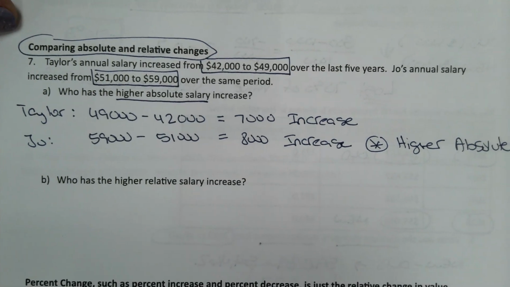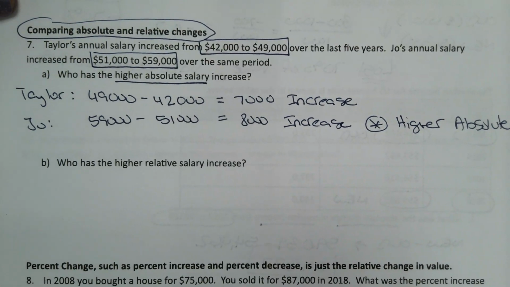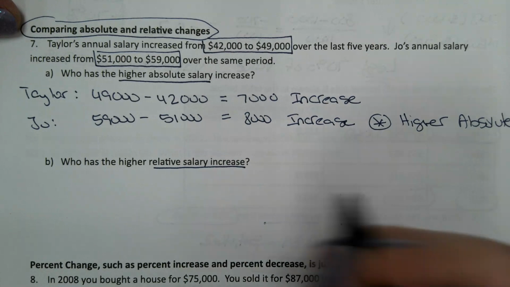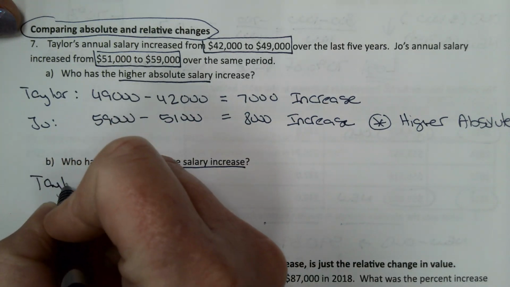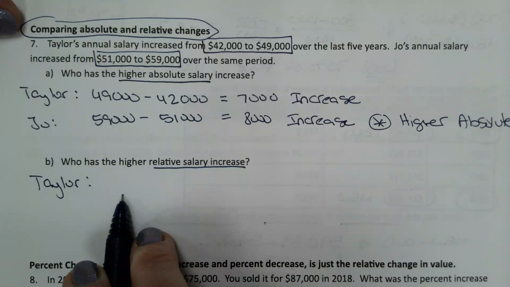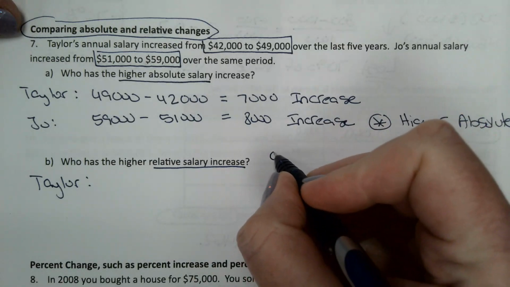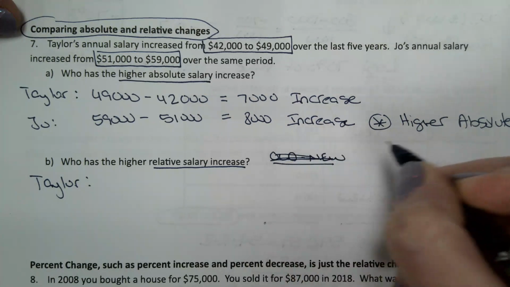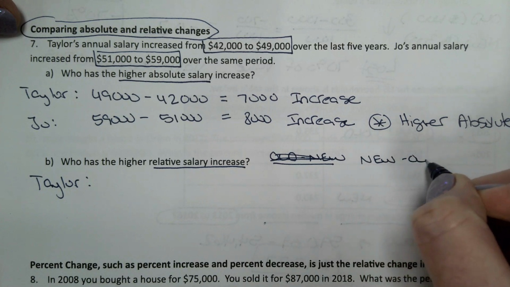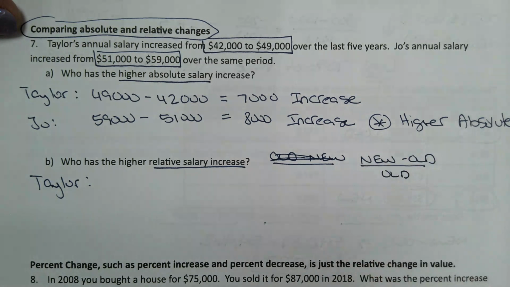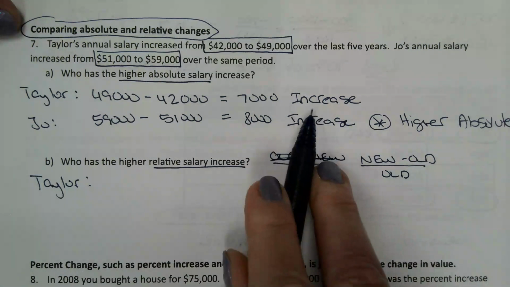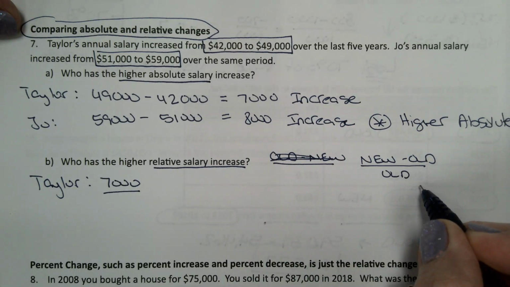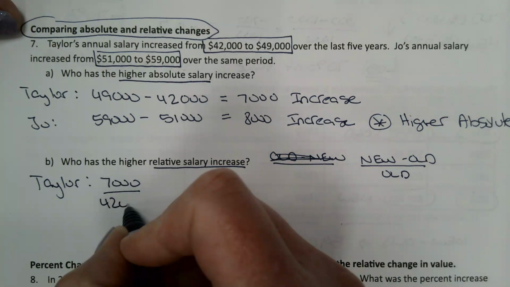Am I on the screen? Pretty much. Then it says, okay, but who has the higher relative salary increase? So for Taylor, when we take old minus new, no, we don't. I'm so sorry. New minus old divided by old is the formula. So Taylor, her new minus old, we just found was $7,000. And her old salary is that $42,000 number.